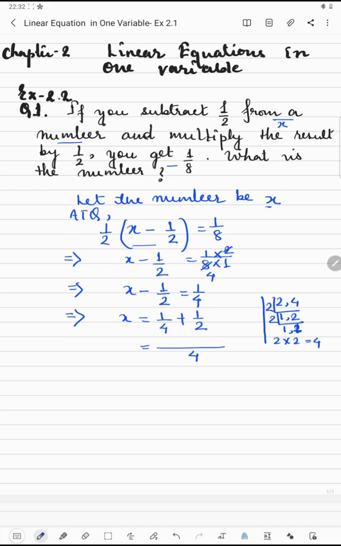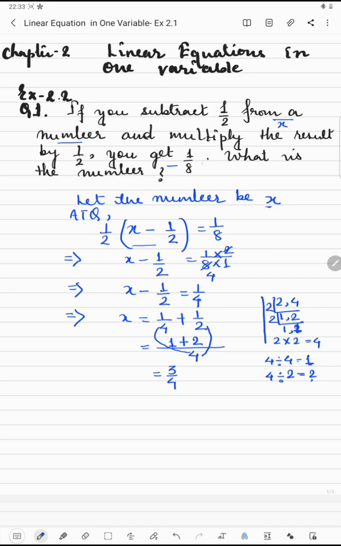Now the LCM will be divided by the denominator. So 4 divided by 4 is 1. Now 1 should be multiplied with the numerator, so 1 into 1 is 1. Now the plus sign, so we will put the plus sign. Now 4 divided by 2, the denominator, we will get 2. Now this 2 will be multiplied by the numerator, so 2 into 1 is 2. Now 1 plus 2 is 3 by 4.